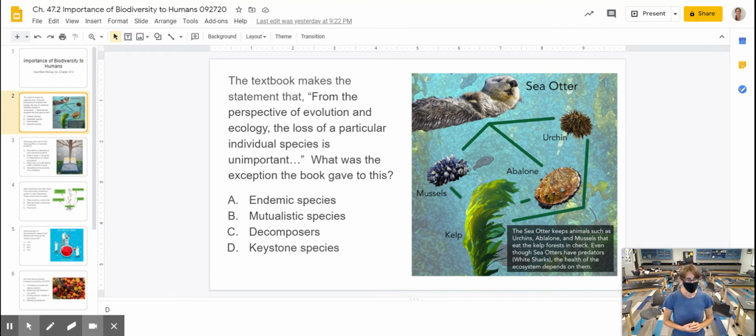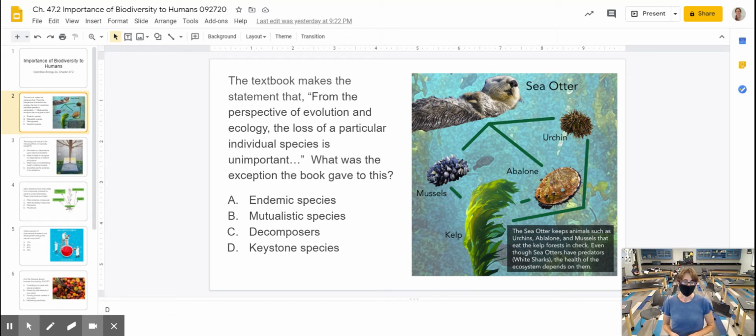Okay. So for this first slide here, as I write, the textbook makes a statement that from the perspective of evolution and ecology, the loss of a particular individual species is unimportant. Okay. So I want to stop there and just say that's a pretty striking statement. From the perspective of evolution and ecology, the loss of a particular individual species is unimportant. Okay, so it shouldn't make a big ecological difference. Ecosystems should still be able to function okay. Shouldn't make a big difference to the course of evolution on our planet either.